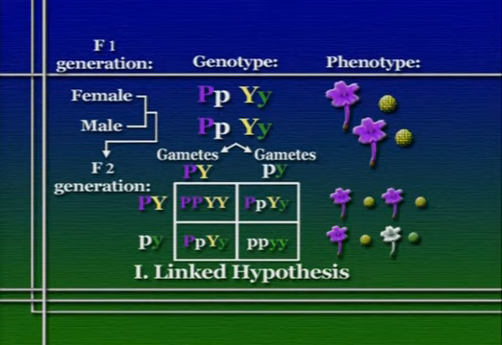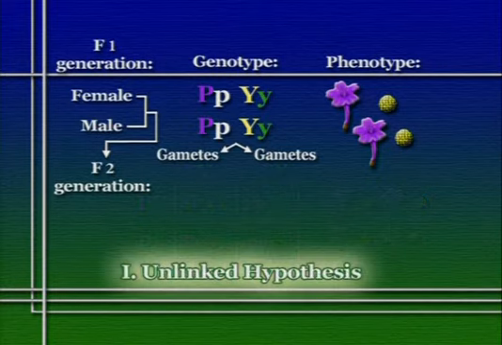Now, the alternative possibility for how an F1 individual might make gametes is that the alleles for different genes inherited from the same parent move independently when that parent produces its own gametes. In other words, we say that the genes would be unlinked.